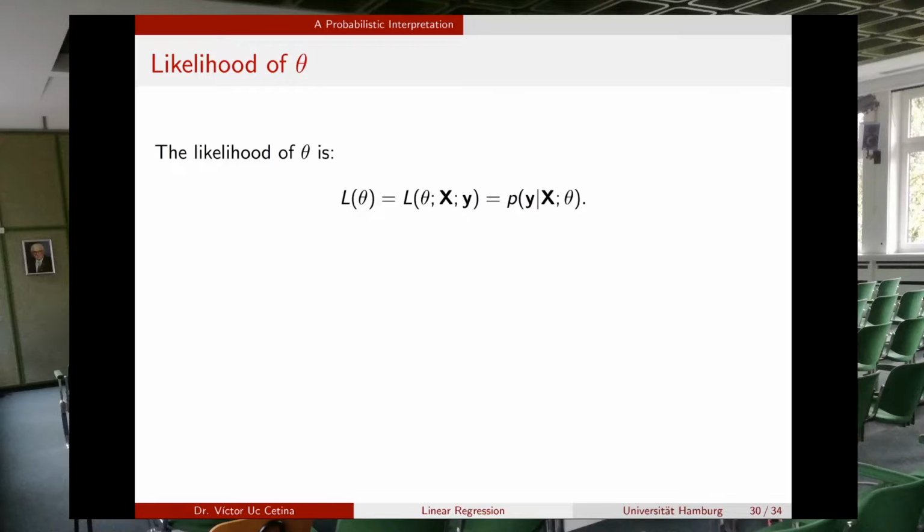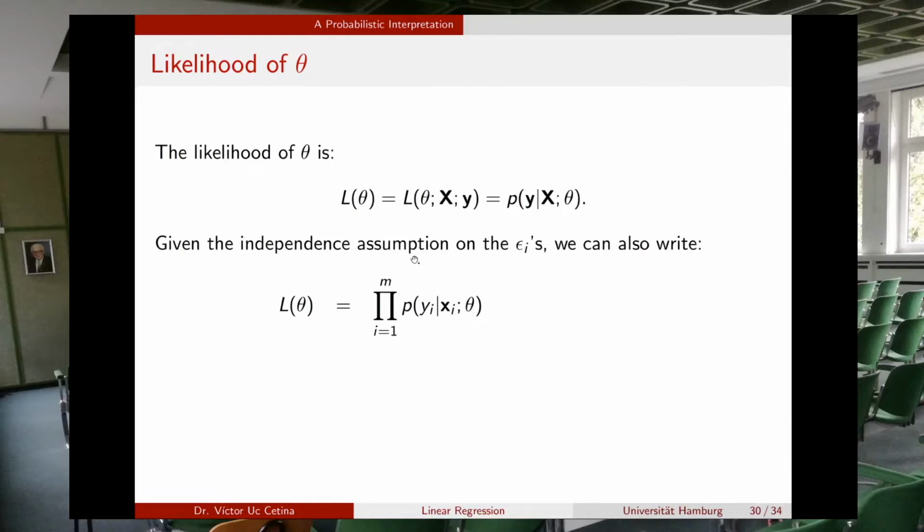Now we can write the likelihood of theta. The likelihood is simply a function that has as argument the parameters of a probability distribution. So we said that our parameters here are theta. So we can write the likelihood of our data set as L of theta, which turns out to be the probability of y given x with parameters theta.